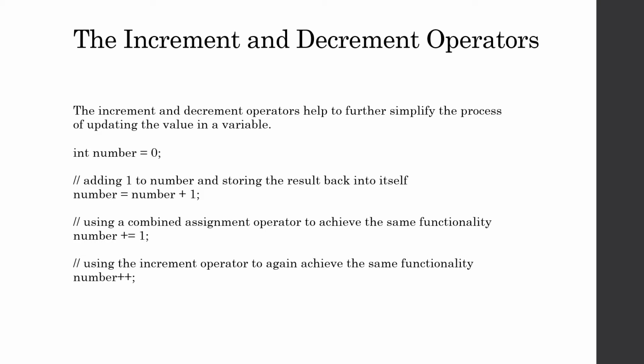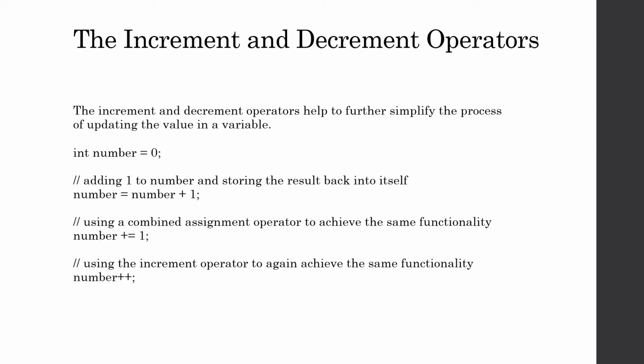Alternatively, as we saw from some of our chapter 2 content, we could use the combined assignment operator instead to achieve that same functionality in a more concise way. So we see number plus equals 1. That basically achieves the same behavior as number equals number plus 1. Alternatively, we could also use the increment operator to achieve the same functionality in an even more concise way than that. In this case, we're going to do number, and then we see the plus plus. When we see two plus characters together like this, that indicates that we're using the increment operator.